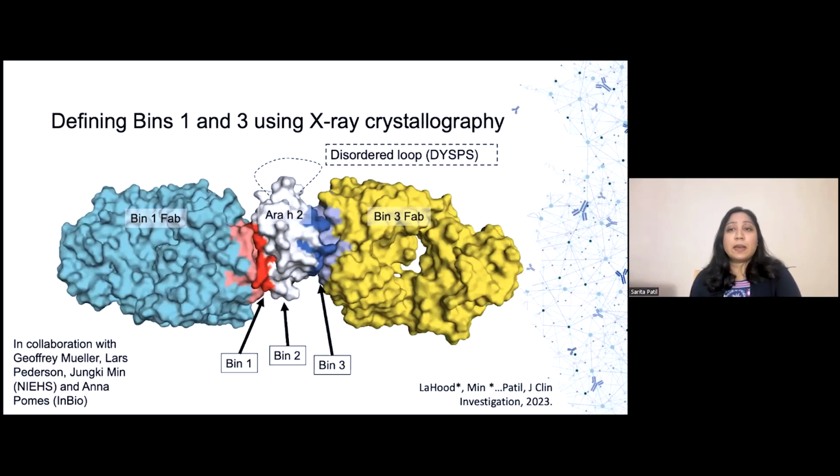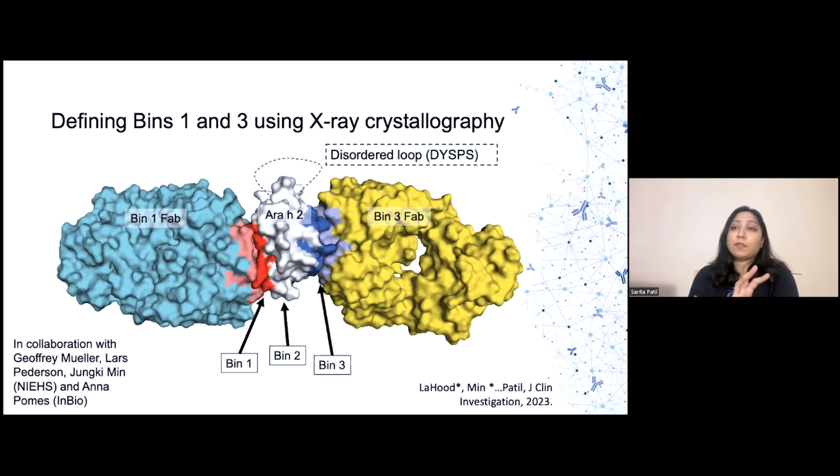So we finally did manage to identify the epitope-paratope interactions between these monoclonal antibodies and ARH2 using X-ray crystallography. So our colleagues here, Jeffrey Mueller and Lars Peterson, along with their talented postdoc, Chun-Ki Min, and in collaboration with Anna Pomas for InBio, we were able to find 2 FABs of 2 monoclonal antibodies. So the FAB of the antibody that recognizes bin 1 is shown in blue, bin 3 is shown in yellow, and their epitopes on ARH2, shown in the middle here in white, are colored in red and blue respectively.